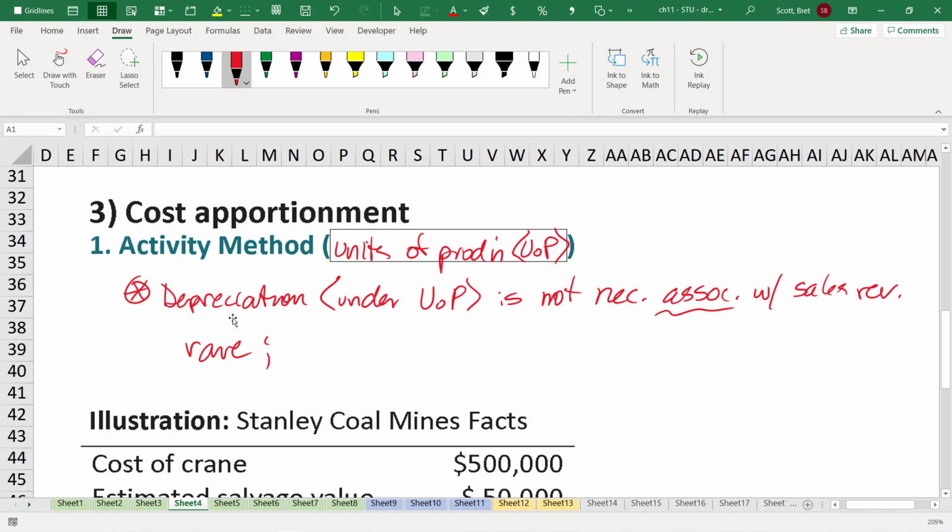It's also very rare to see the depreciation be constant. And that's simply because production varies, therefore, because production varies, depreciation varies. Simple as that. So you cannot assume there's an association with sales revenue, and you cannot expect that the depreciation is going to be constant. So some analysts don't really like companies that use units of production, even though it's a more accurate way of matching depreciation expense with revenues derived.